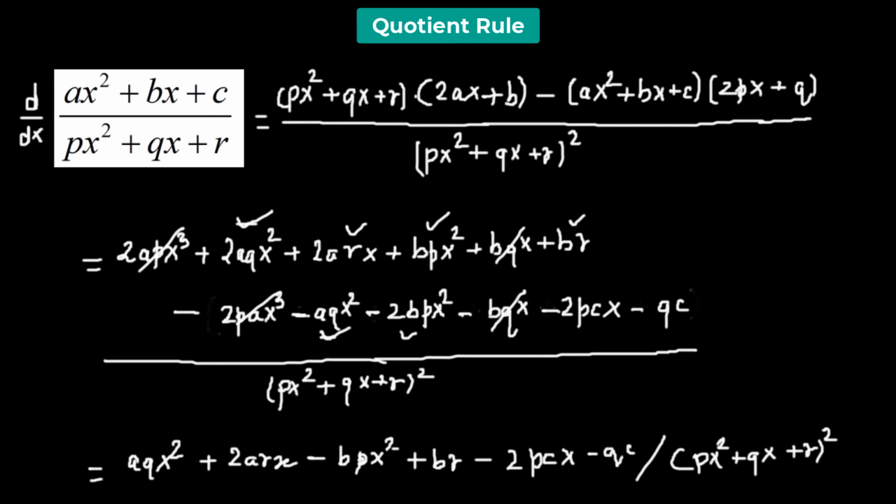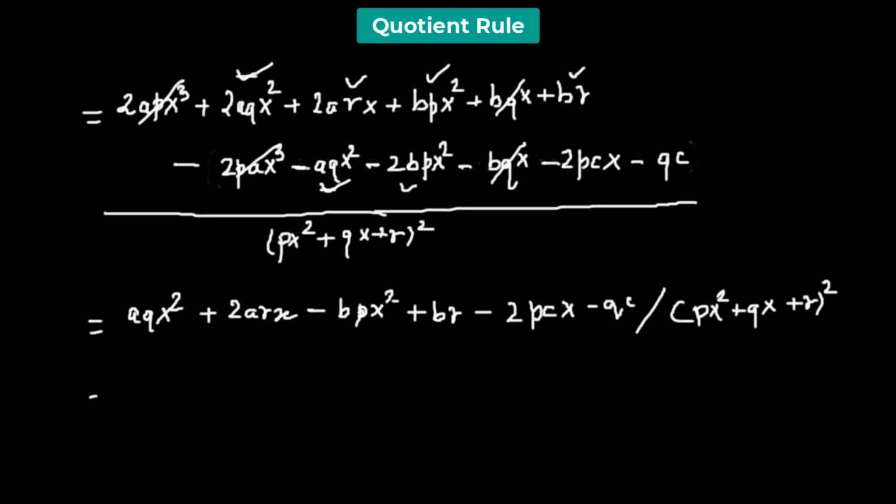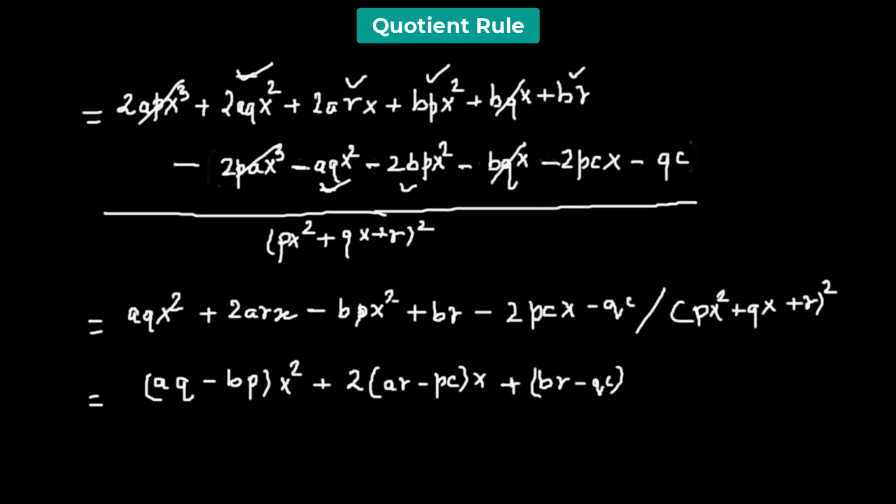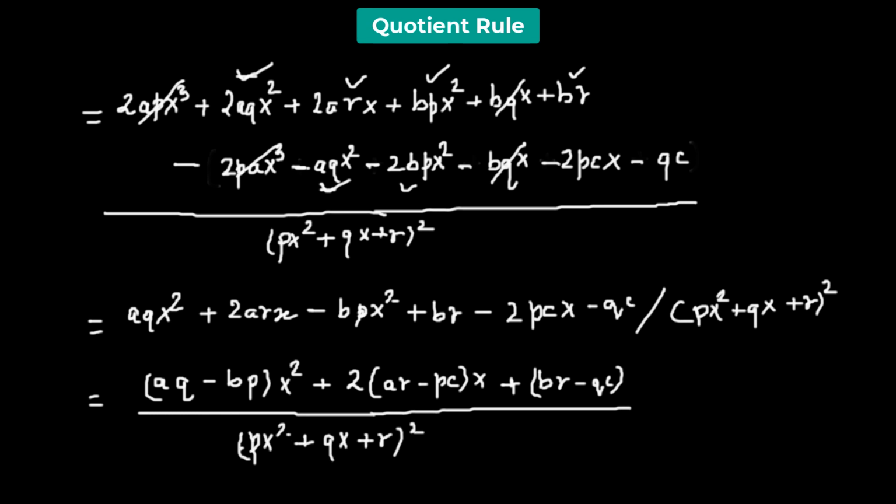So rearranging the terms, we have aq minus bp x squared plus 2 times ar minus pc times x plus br minus qc whole divided by px squared plus qx plus r whole squared. So this is the derivative of the given function with respect to x.